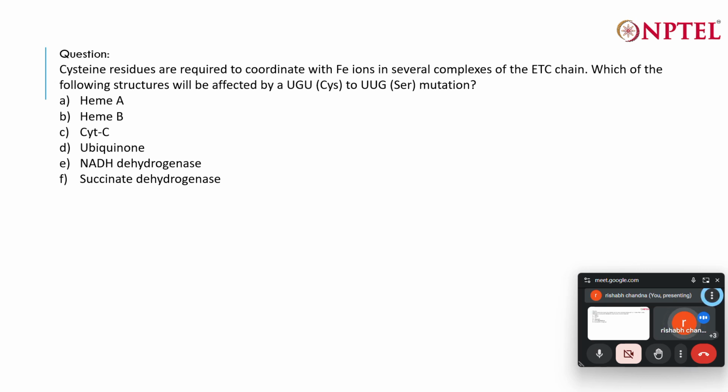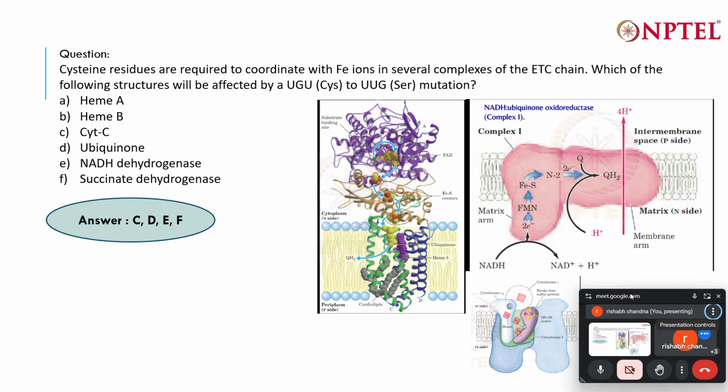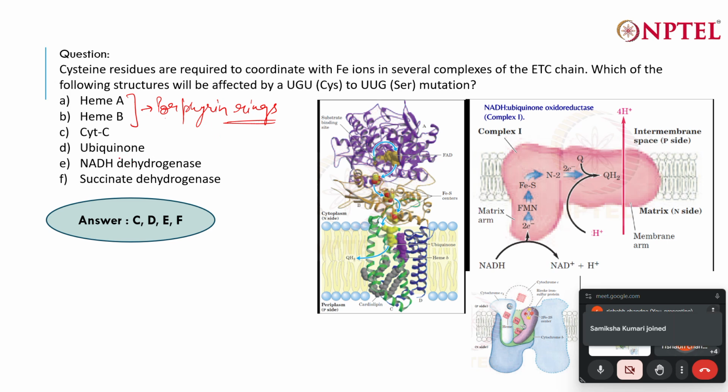Okay, so the correct answer is C, D, E, and F. So yes, heme A and B are actually the porphyrin rings that are attached to the cytochrome molecules. Okay, then we have cytochrome C.